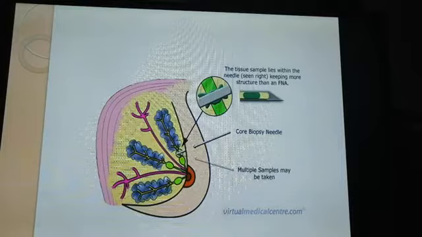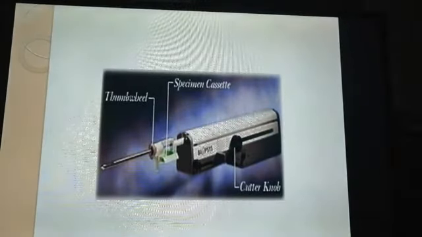We see here a core biopsy needle. Multiple samples may be taken. The tissue sample lies within the needle, keeping more structure than fine needle aspiration. This also shows the picture with the parts: thumb wheel, specimen cassette, cutter knob.